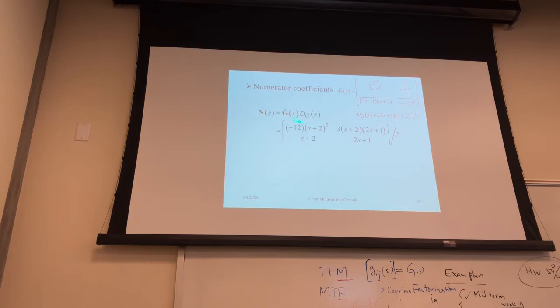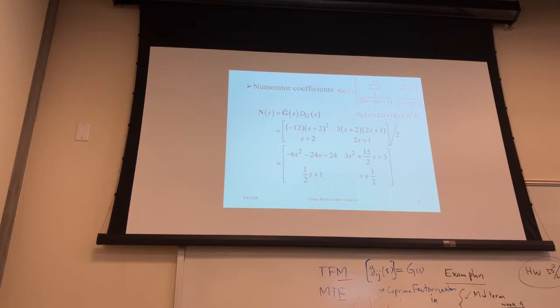So these are the polynomials. So g11 divided by dg. Now it's a multiply, so you have this n of s divided by 2 still needed. So you end up with something like this. This is n of s.